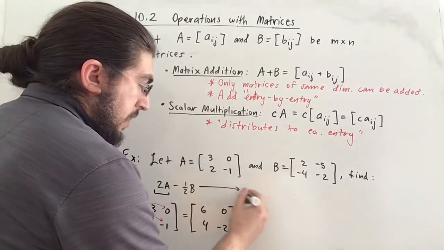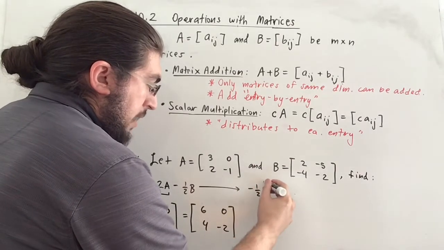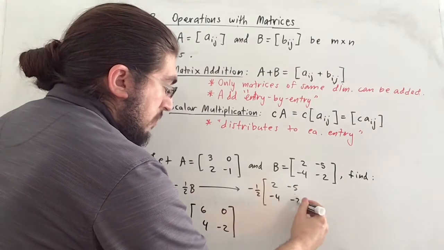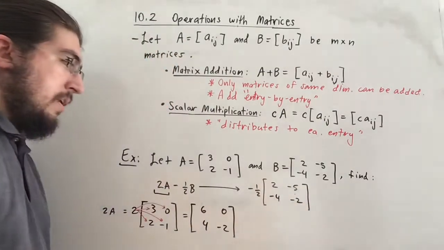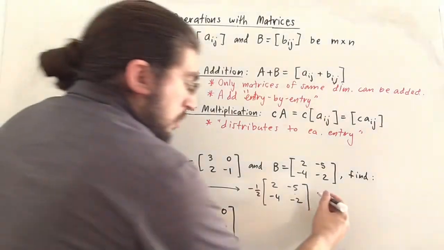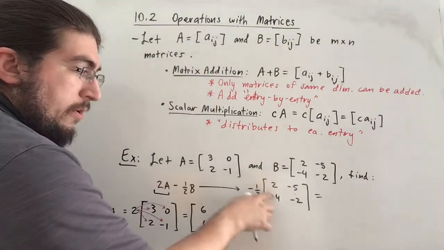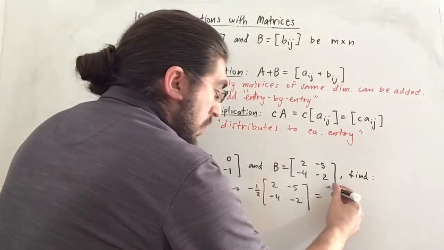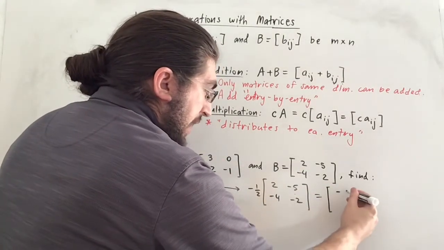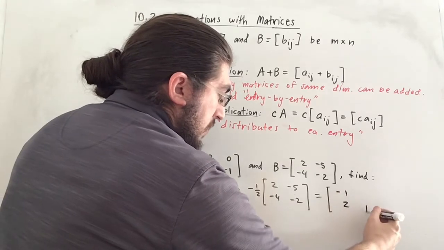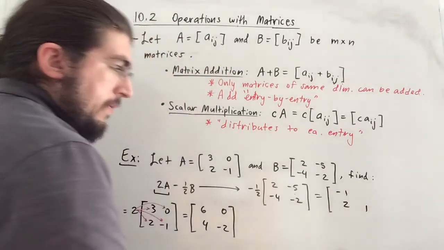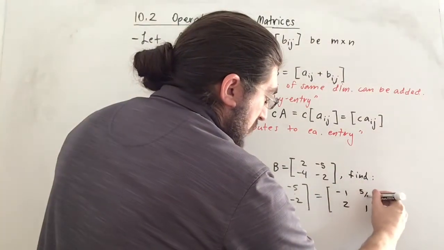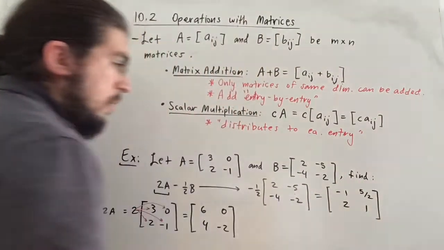Let me just do that over here. Negative 1/2 B, well, B is 2, negative 5, negative 4, negative 2. So we need to multiply each of them by negative 1/2. Notice these three are even, so we can just divide by 2. And since it's negative, we need to change their signs as well. So now this becomes negative 1, positive 2, positive 1. Good. And then negative 5 times negative 1/2 is positive 5/2. And that's all we really have there.